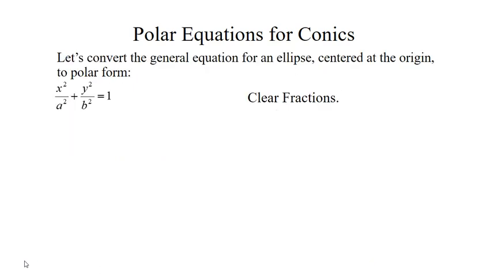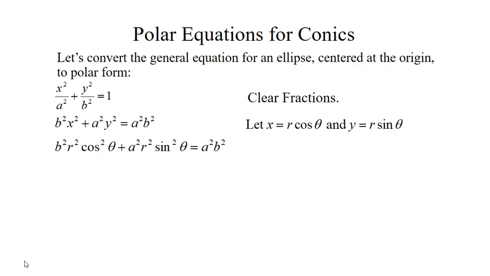Next, we're going to look at an ellipse, and this one is centered at the origin. So we have x squared over a squared plus y squared over b squared equals 1. So the first thing that we're going to do is clear the fractions. So we're multiplying everything by a squared b squared. Then we're going to convert to polar form by replacing x with r cosine theta and y with r sine theta.